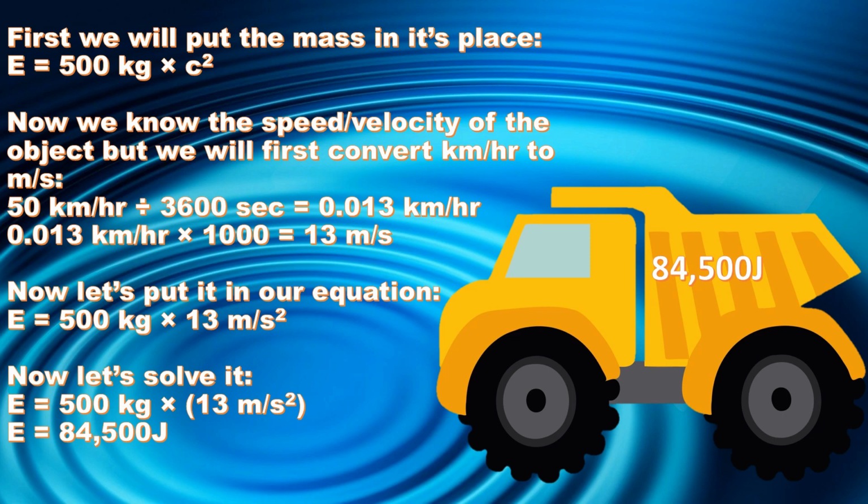Now, we know the speed or the velocity of the object, but we will first convert kilometers per hour to meters per second. 50 kilometers per hour divided by 3600 seconds is equal to 0.013 kilometers per hour. 0.013 kilometers per hour into 1000 is equal to 13 meters per second.